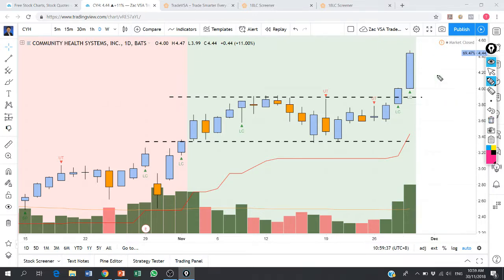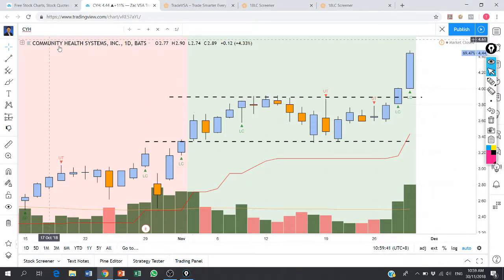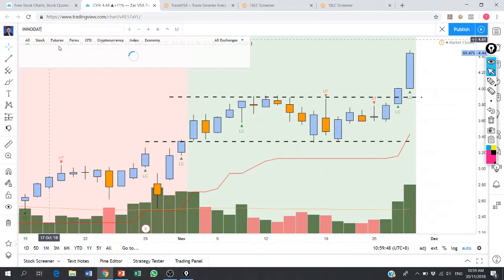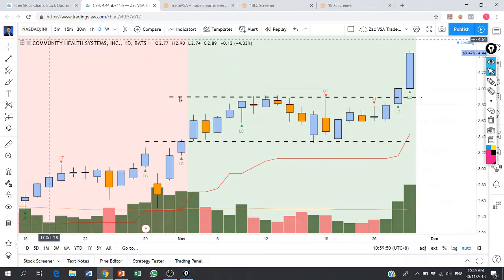So the last stock that I have for this week, also of course from the US, is from NASDAQ. Okay, Innodata. Basically, we posted Innodata yesterday on Facebook.